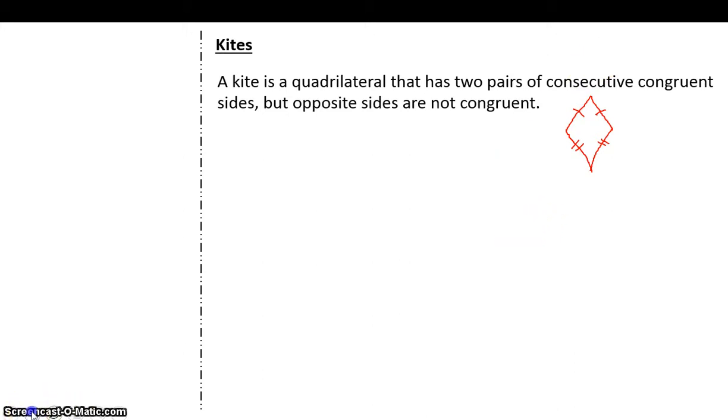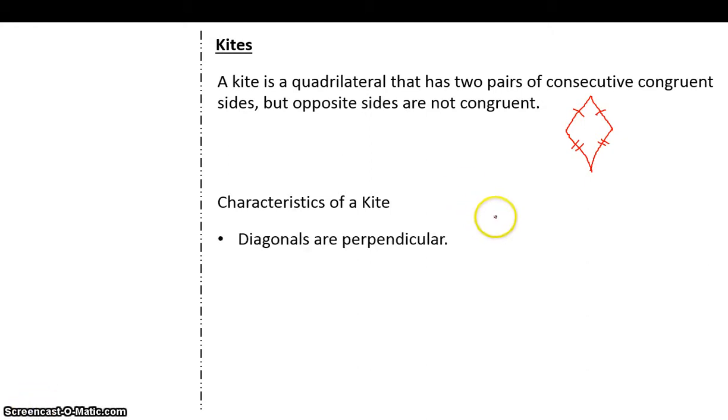Now kites have a couple characteristics of their own. The first one: diagonals are perpendicular. Do I have a picture? Oh, I do, good. All right, so here's a kite because it has 2 pairs of consecutive congruent sides. So if you draw in these diagonals here, they are going to be perpendicular to each other in a kite. Okay.